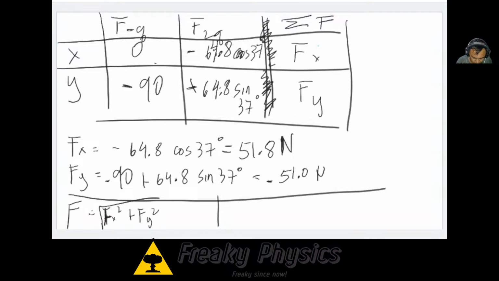Okay, so if you put that in the calculator, that's gonna be 51.8 squared. So let's square that already. 51.8 squared plus 51.0 squared. Okay, and once we do the math part, this is gonna give us 72.7 newtons. So that's the first part.